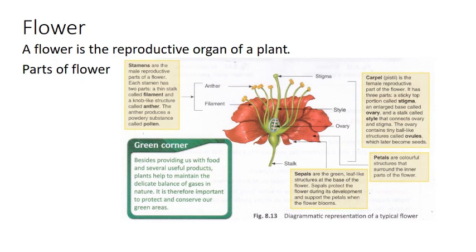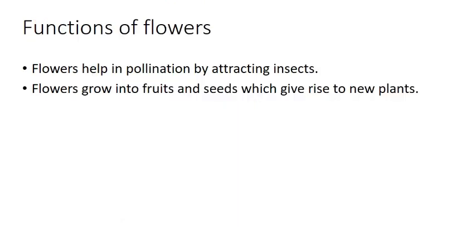Carpel is the female reproductive part of the flower. It has three parts, a sticky top portion called the stigma, an enlarged base called the ovary, and a stalk called the style that connects the ovary and stigma. The ovary contains tiny ball-like structures called ovules, which later become seeds. Petals are colorful structures that surround the inner part of the flower. Sepals are the green leaf-like structures at the base of the flower. Sepals protect the flower during its development and support the petals when the flower blooms.